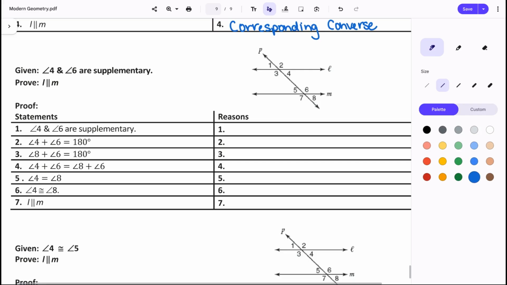Okay, 4 and 6 are supplementary. They're not saying that they're congruent this time. So we're going to have to do a little bit more work because we're starting out with supplementary angles. We're going to have to get to those corresponding angles that are congruent. We'll have to work our way there. So reason number 1 is what? Given.